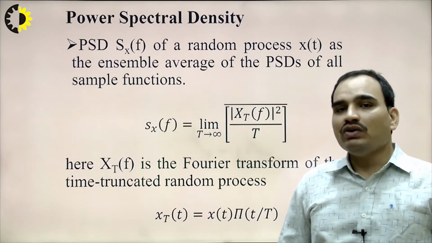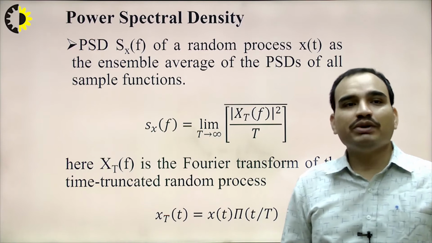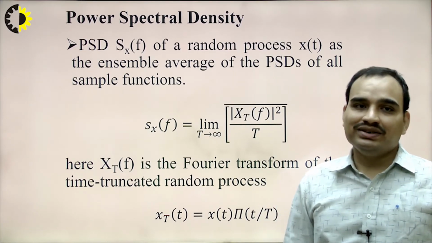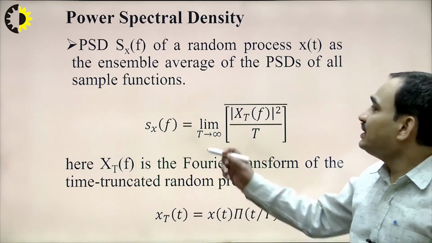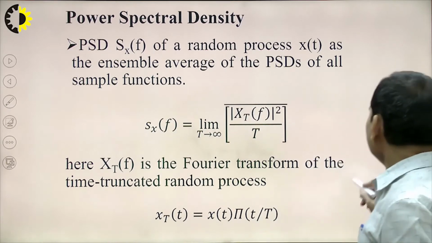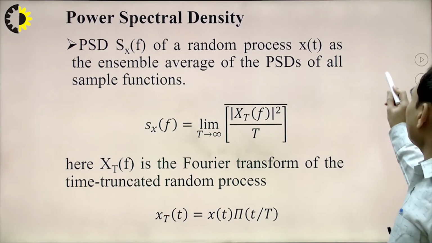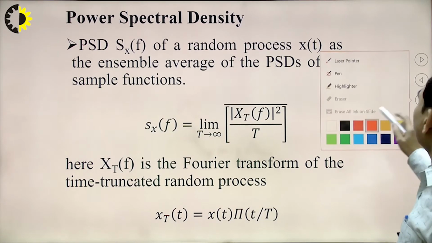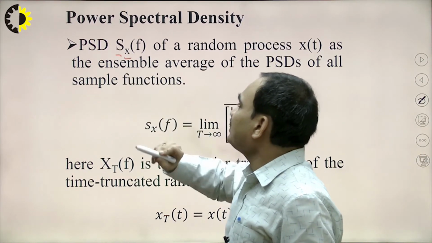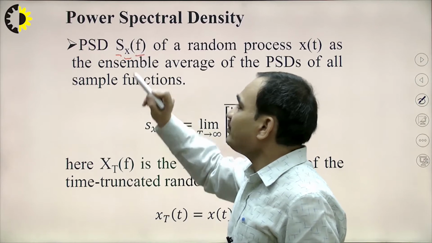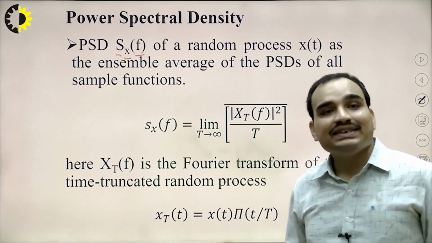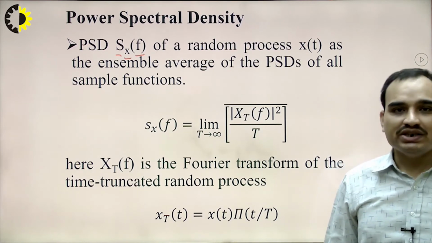So what is the power spectral density? Power spectral density means the power content in the signal. It is denoted by S_X(f), where S with a subscript X denotes our signal, and f denotes the frequency domain, of a random process X(t) as the ensemble of the power spectral density.